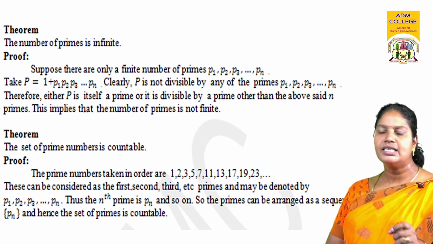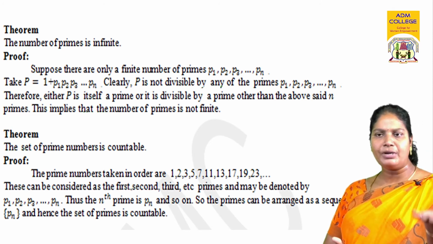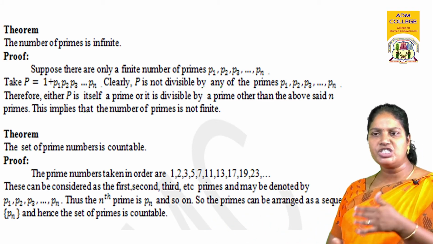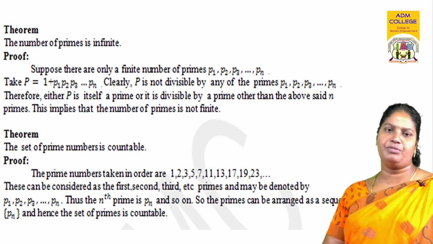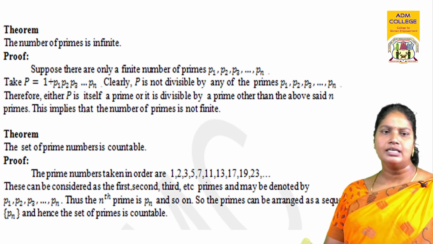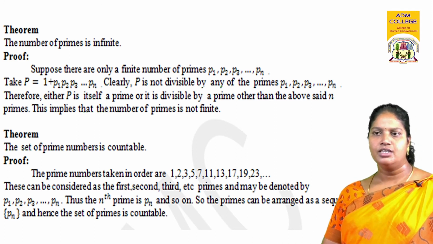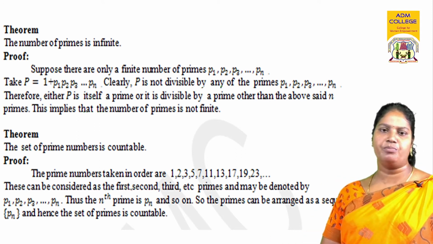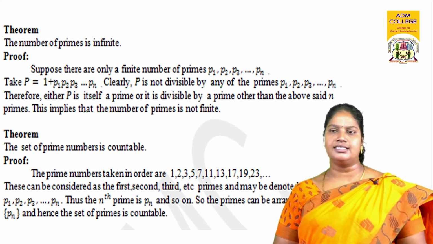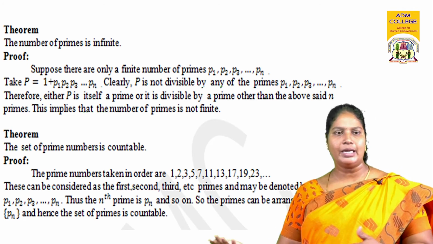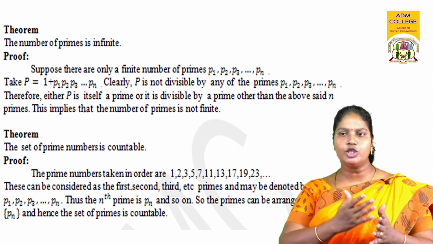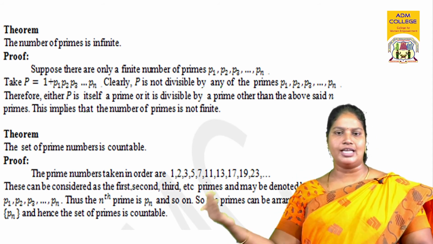If it is a prime number, then we are through, because capital P is a prime number which is not in the list P1, P2 and so on, Pn. Suppose it is a composite number, then it should have a prime divisor which is not in the list. So therefore, we cannot conclude that the prime number list is finite. So we can find another bigger prime number from the list of prime numbers. And also, there is a result that the number of primes is countable. That means we can arrange the prime numbers in an order. For example, 2, next number 3, 5 and so on.